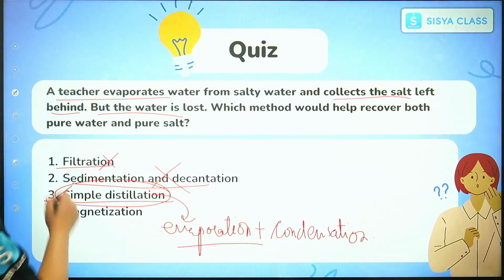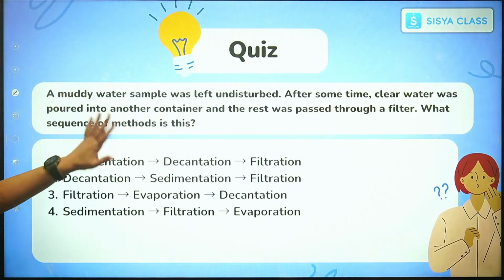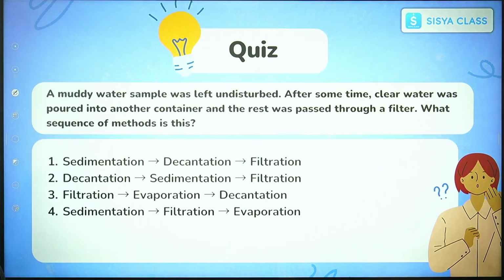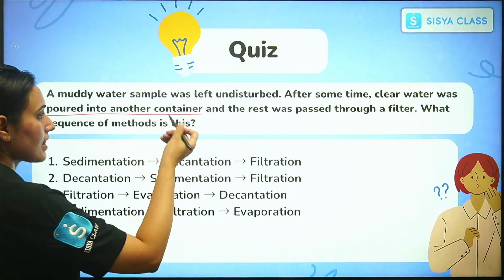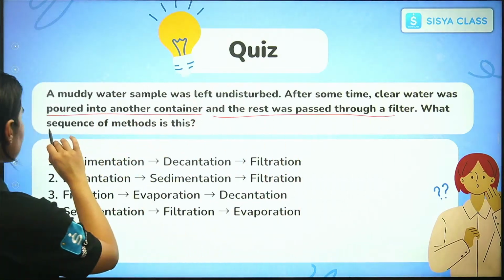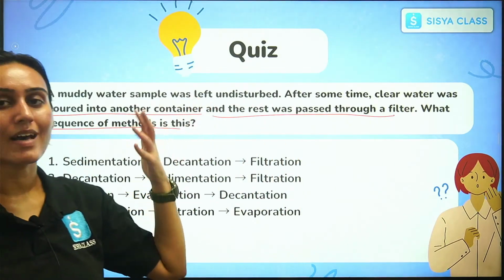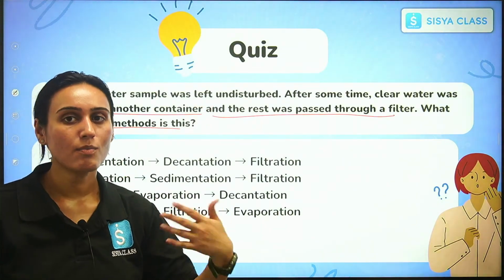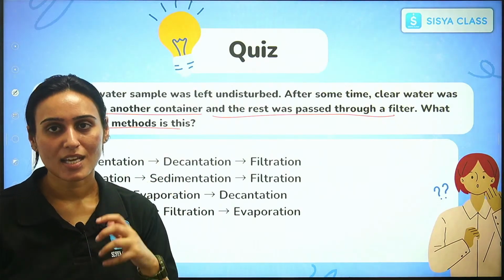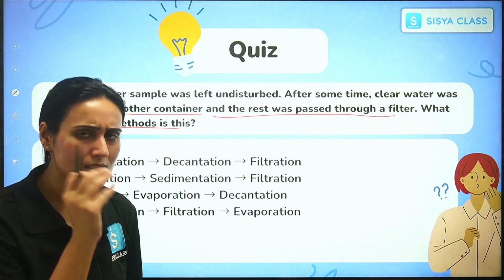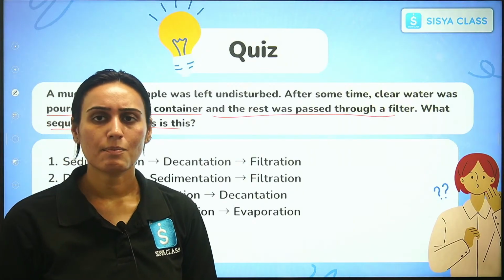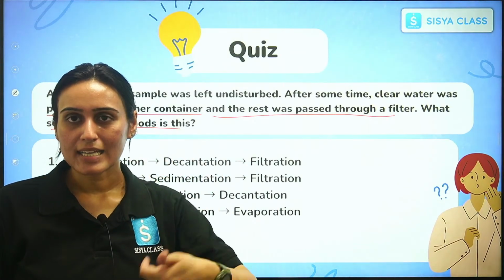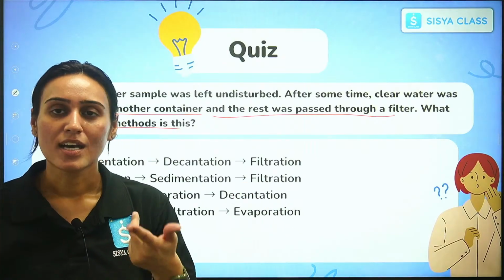Okay. Now, what about this one? A muddy water sample was left undisturbed. You are not doing anything. After some time, clear water was poured into another container and the rest was passed through a filter. What sequence of methods is this? First, you have allowed the mud to settle down, sedimentation. Then you have removed the clear water that you see above, decantation. You still see some unwanted particles present in the clear water, so you have filtered it out also. Remember, we have used that strainer that we will learn about now also. So you have done filtration also.